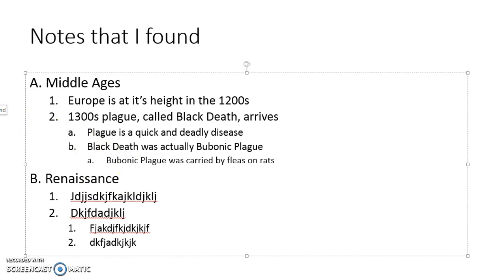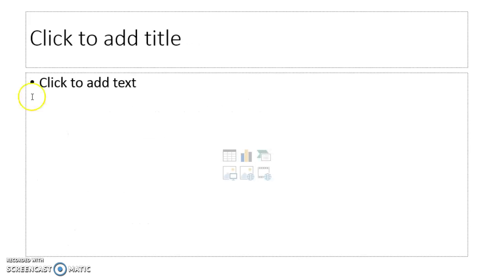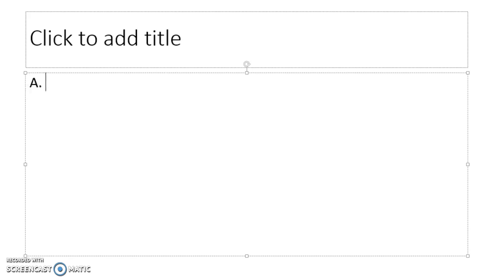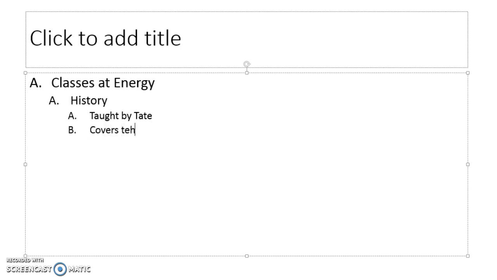Let me do another example, just for fun, something that might be easy for us all to understand. So let's do classes at Energy. There's going to be 4 classes here. I'm going to put history, and then you could do a subpoint of that, taught by Tate, covers the entire world, and of course you would want to say lots of fun if you like work.